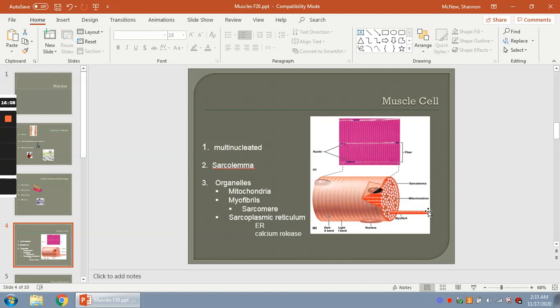Now, myofibril is a type of organelle that is only found in muscle fibers. And more specifically, these myofibrils are found in this arrangement in skeletal muscles. And notice it takes up most of the inside of that cell. Now what happens is the more we use that muscle, the more myofibrils we will add to that muscle fiber.